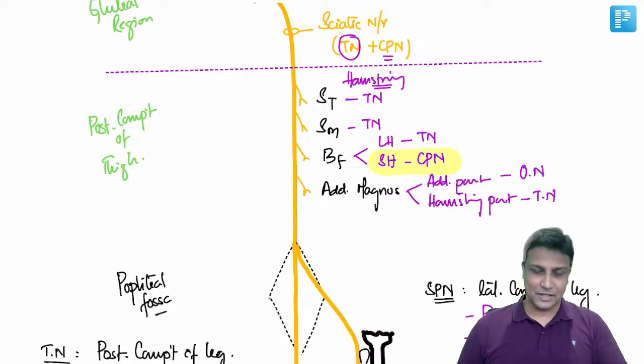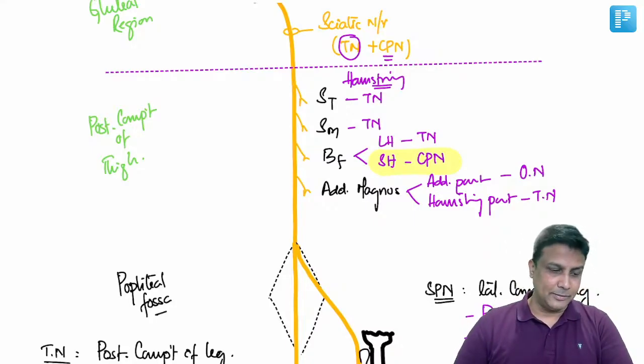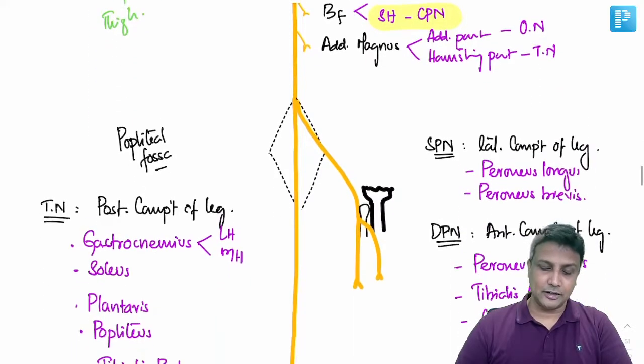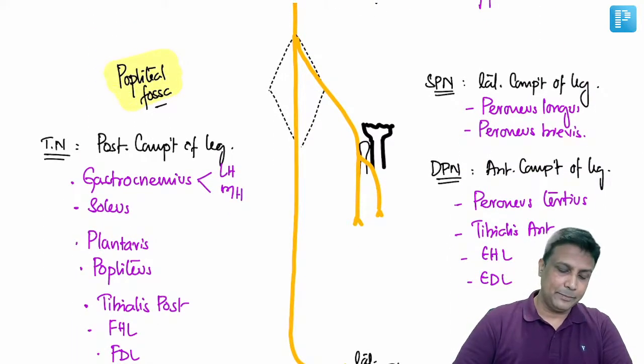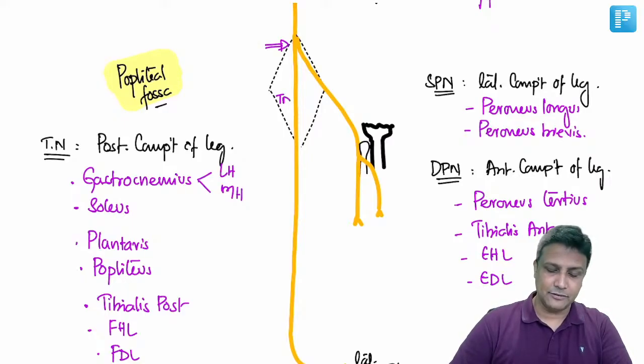Perfectly done, sir. That is about the posterior compartment of the thigh. And from here now the sciatic nerve will enter into the next landmark, that is your popliteal fossa. And right at the apex of the popliteal fossa, it's again dividing into two components. That is your tibial nerve. Another one will be the common peroneal nerve.